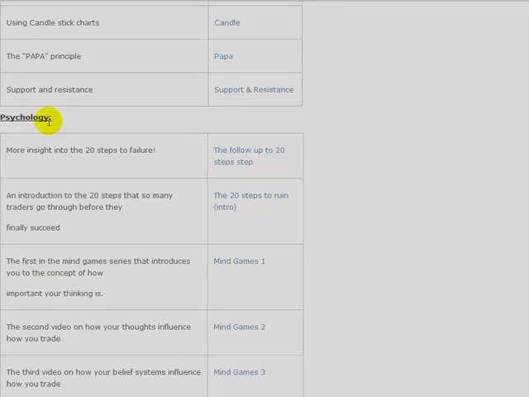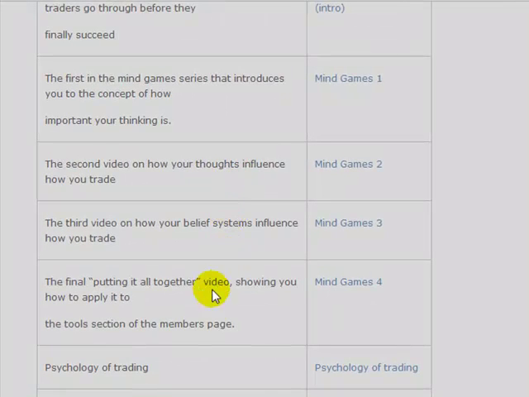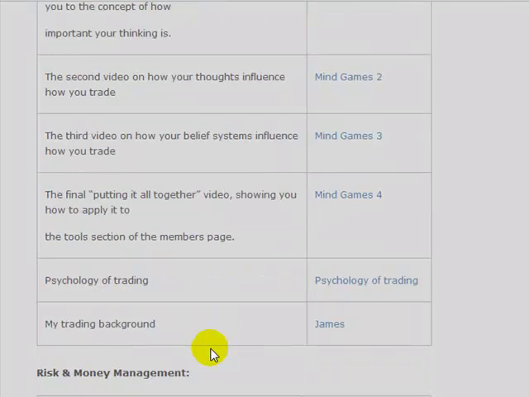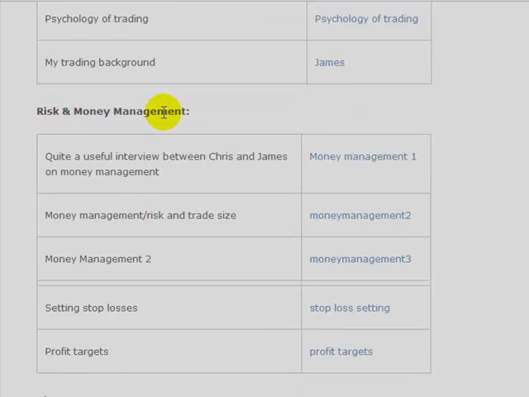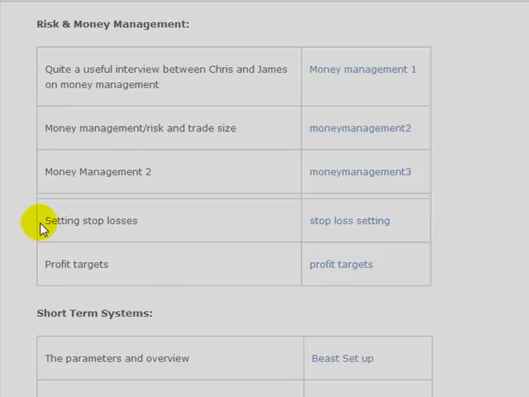You look at subjects like psychology, that's my specialty. I have another product called the Traders Mindset, but we really look at all the reasons why traders fail, and we try and help you understand yourself better. Very important, risk and money management. There's a whole lot of stuff on money management.